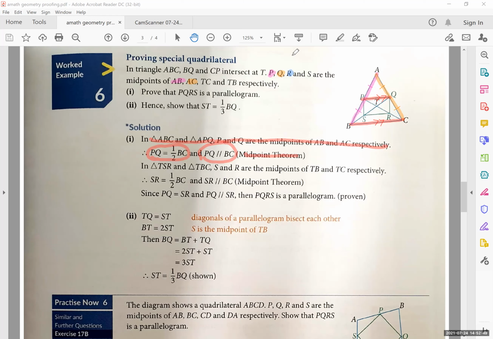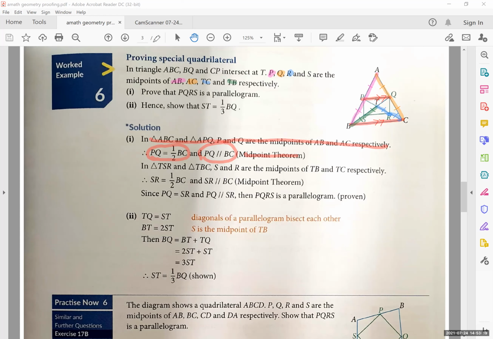We have R. R is the midpoint of TC. Okay, this tiny one. I'm going to color code, meaning this is equal to this. Then we have the green one, which is TB, and we know that this one is equal to this. So from here, what can we say already?